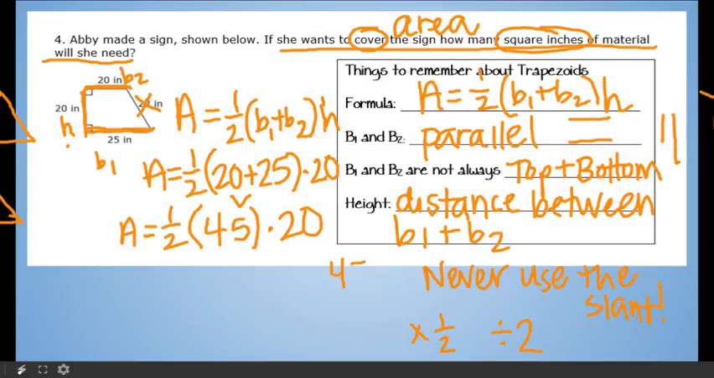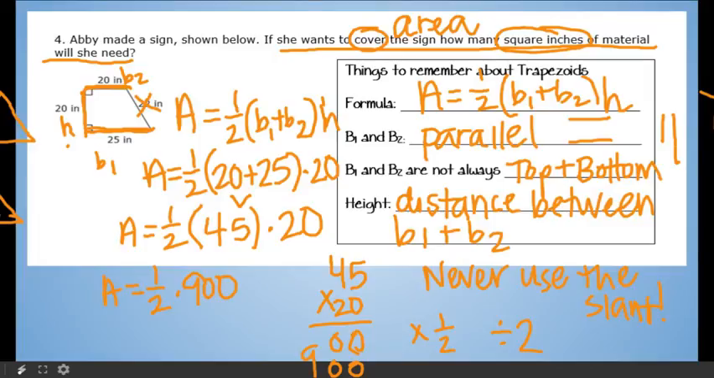Okay, so I'm going to do 45 times 20. Or again, you could have done this in any order as long as you got the same answer. Oops, I'm running out of space. So that gets me 900. So that is A equals 1/2 times 900. And then half of 900 is my last step here. So to do that, I could divide 900 by 2.